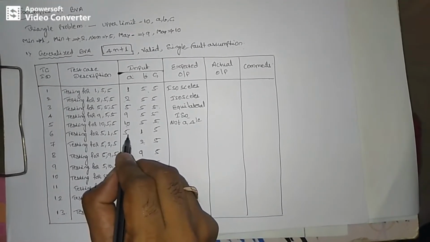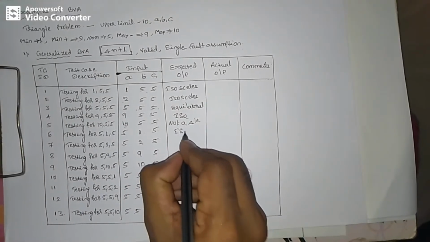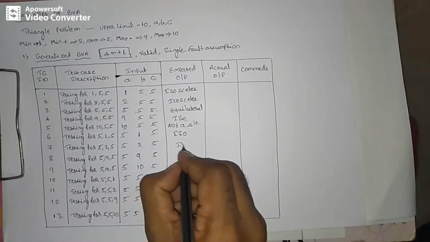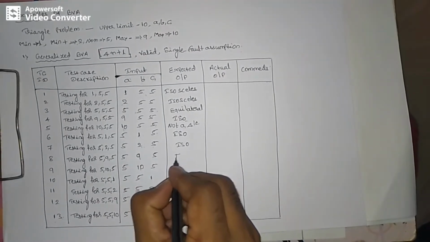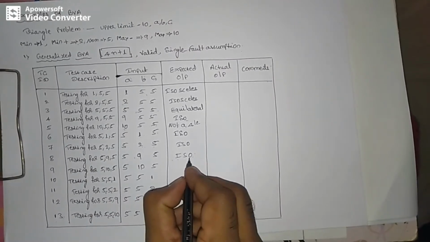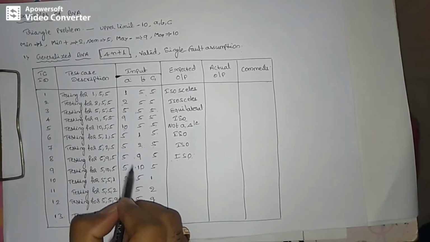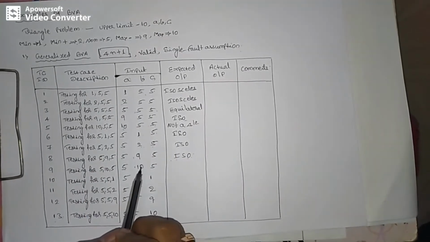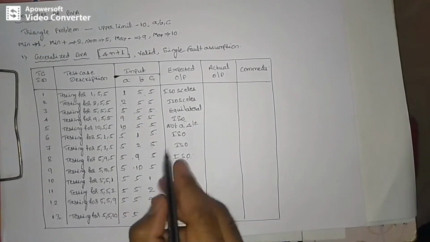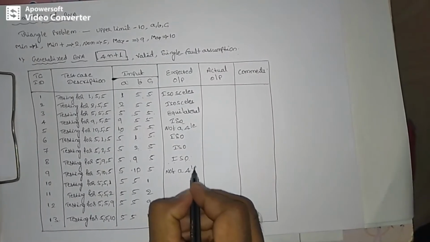Then the next test case is 5, 1, 5. Now once again I am going to get the output result isosceles. So 5, 2, 5, here also I am going to generate isosceles as my expected output result. Here also my expected output result is isosceles. Then here you can see the same test case is repeated, but here is B value less than A plus C? Check the condition. Now the condition becomes false. Therefore it is not a triangle.